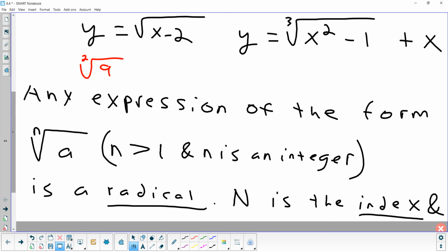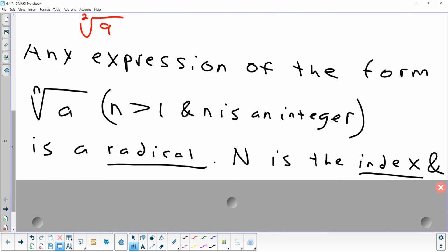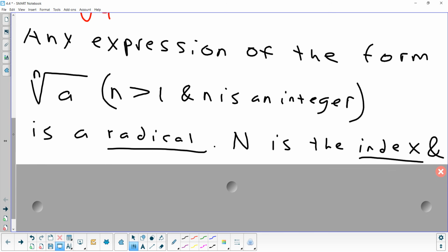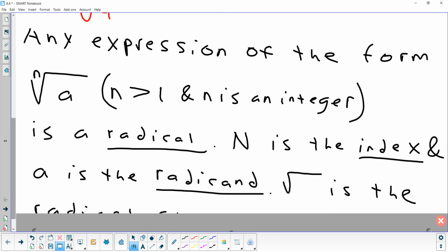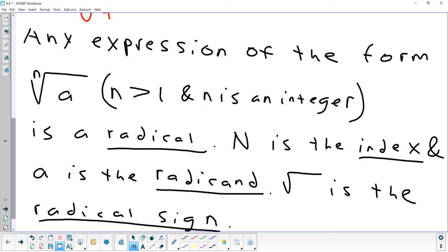So n is called the index, and the thing that you put under the radical symbol is called the radicand. So in this case, a is your radicand, n is your index. And then the symbol itself, that's called the radical sign.